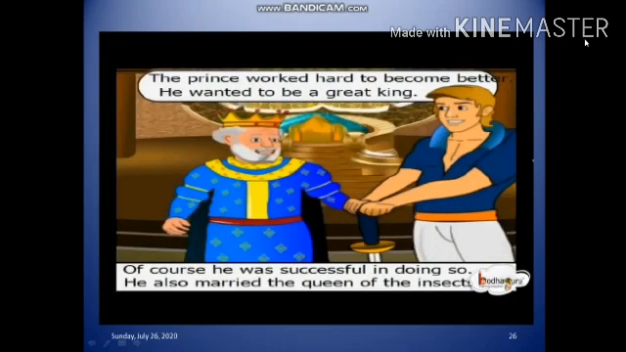The prince worked hard to become better. He wanted to be a great king. Of course, he was successful in doing so. He also married the queen of insects.